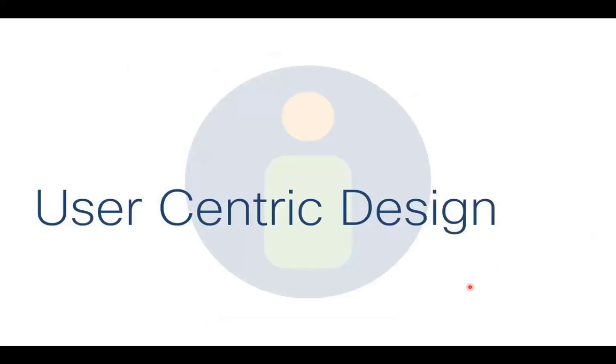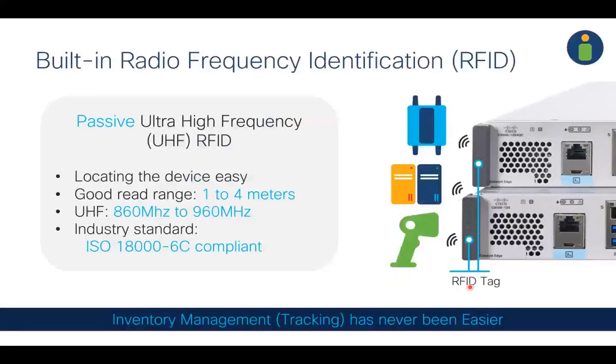Yes, so these were the key building blocks we talked about, right? What makes the Catalyst 8000 Edge platform special? What distinguishes them from any other router out there? We also thought about the user as an important aspect when we thought about building the Catalyst 8000 platforms. To start with, we have incorporated RFID as another component on the chassis, which is a passive RFID block.